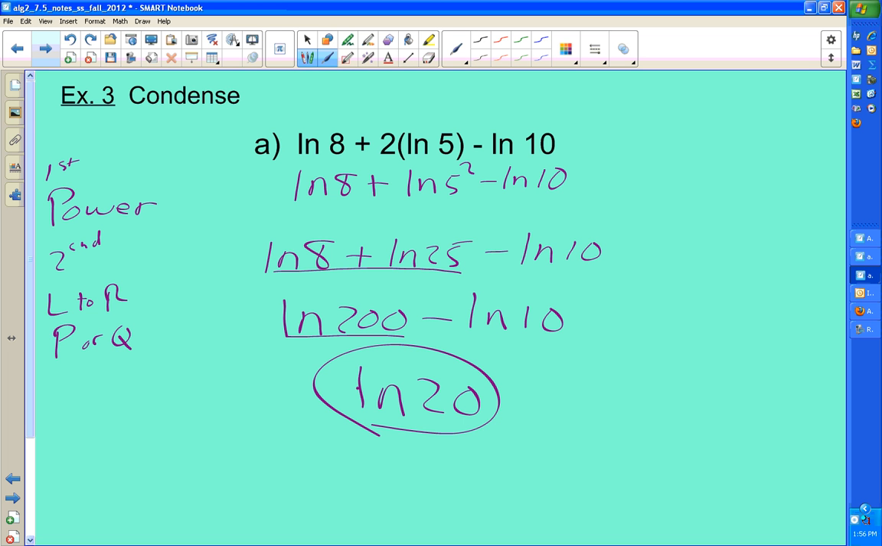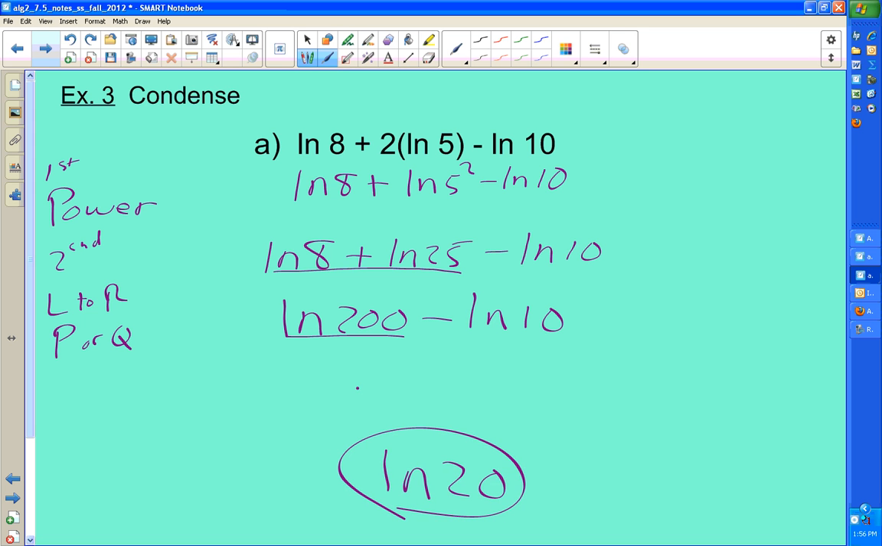What property says log minus log? Quotient property. What does it tell you to do? Divide them. 200 divided by 10 is 20. Folks, I am not going to write natural log of 200 over 10.